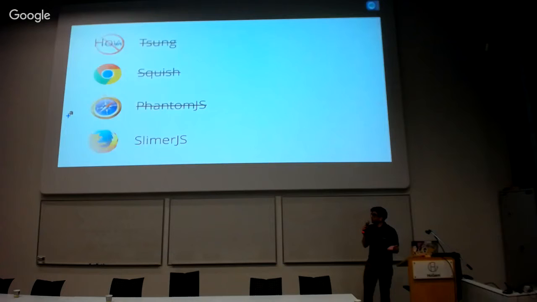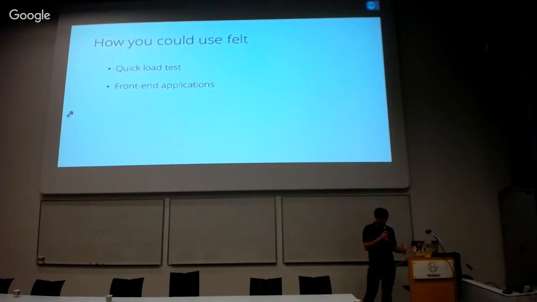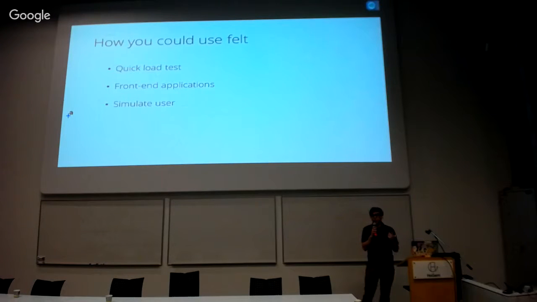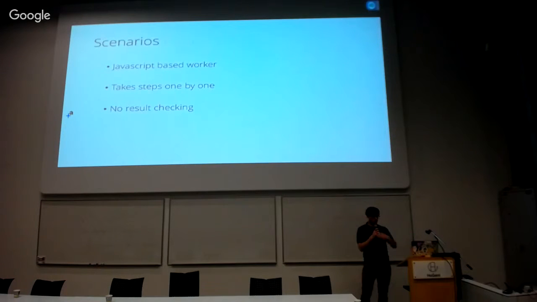Now, to tell you a little bit about Felt itself, how can you use it? My ideal scope is you can use it to do a quick load test. Specifically, I want to test front-end applications, so things like Angular.js or websites that have a lot of API calls, a lot of JavaScript. One of the advantages of Felt is it really simulates a user, so you get that real browser data. It's a lot better than Tsung because it does all your API calls, it does all your JavaScript and stuff like that.